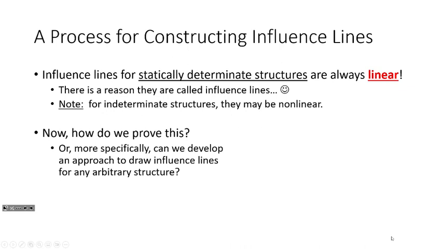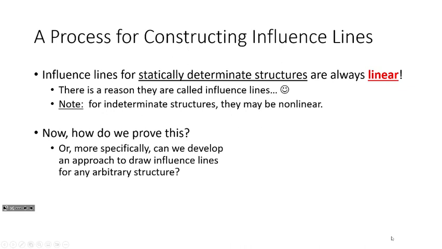Now, more specifically, I want to talk about this. How do we prove it? How do we prove that influence lines are linear for statically determinate structures? And I guess more specifically, is there a way that we can develop some systematic process? Because if I gave you a structure that looks like this. So there's a beam, let's say there's a support right here, there's a hinge, a roller, and a roller. Okay? So that's a statically determinate structure.